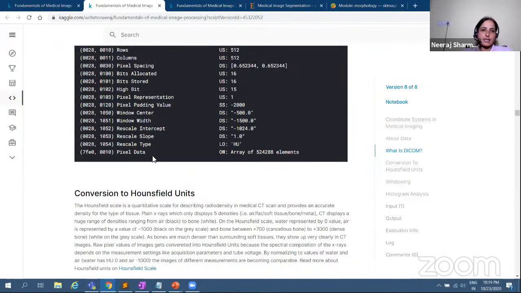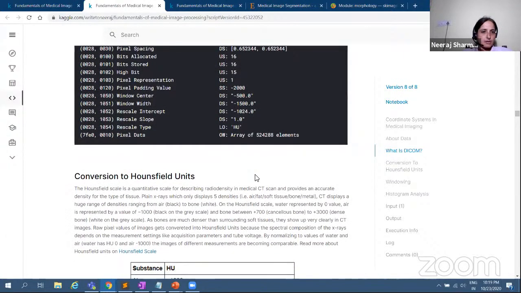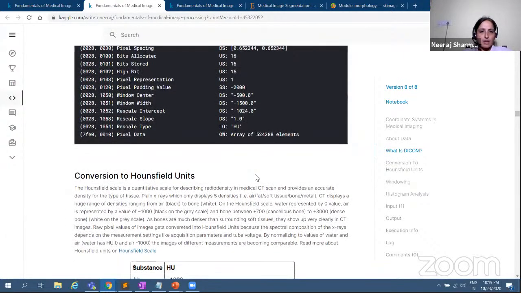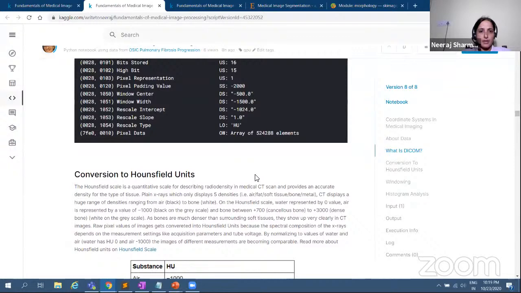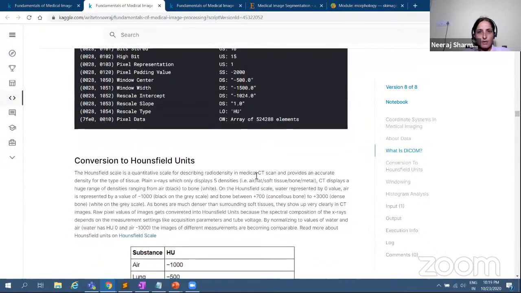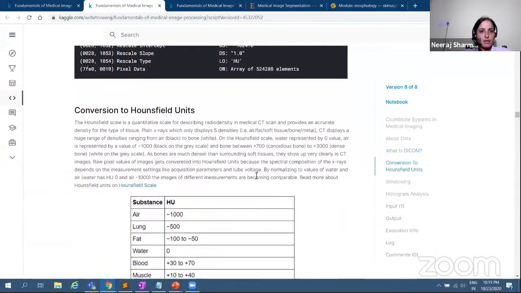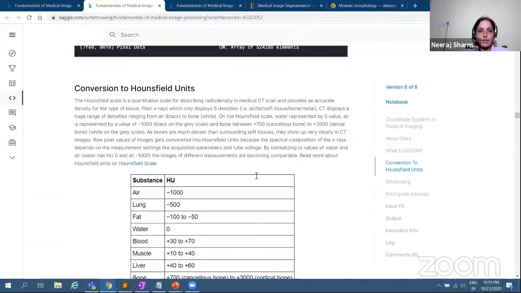And then this is the pixel data. Pixel data is just an array of the actual image, and this is the data which we will use to plot the images. So this was all about the metadata of the DICOM images. Then we will talk about the conversion to Hounsfield units. So let's talk about what is actually a Hounsfield unit.